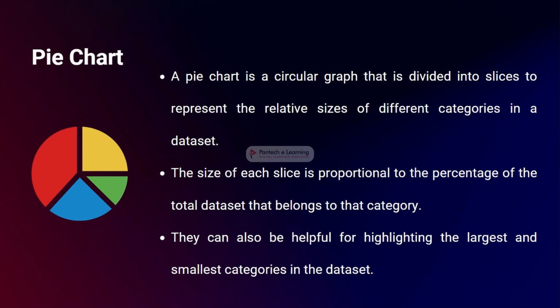And the size of each slice is proportional to the percentage of the total data set that belongs to the category. They can also be helpful for highlighting the largest and smallest categories in the data set, which you can just tell with the help of this pie chart. Anyone can understand from here that red occupies the largest area and green is the smallest one. So like that, we can understand some things about the pie chart.